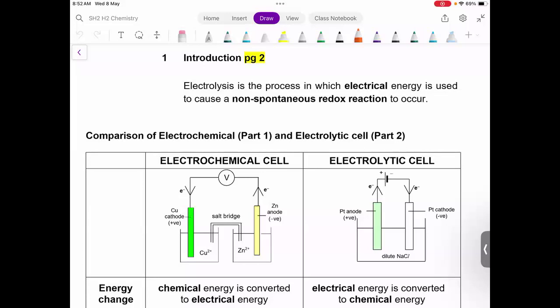Okay, so for physics, you only look at the external part of the battery. For chemistry, you look at the internal part of the battery. All right, so this is what the internal looks like. Okay, so the salt bridge is there.